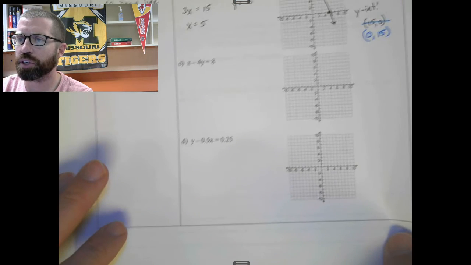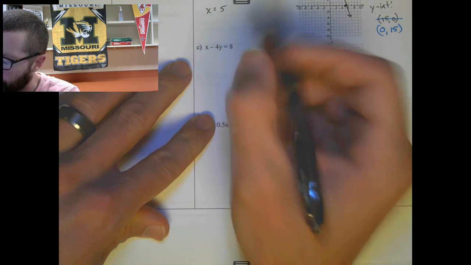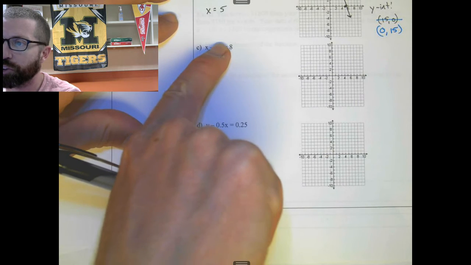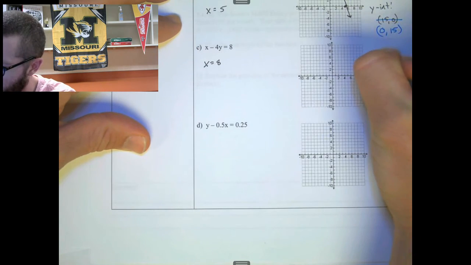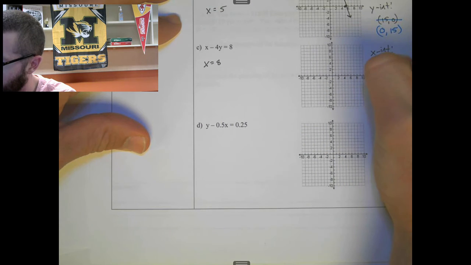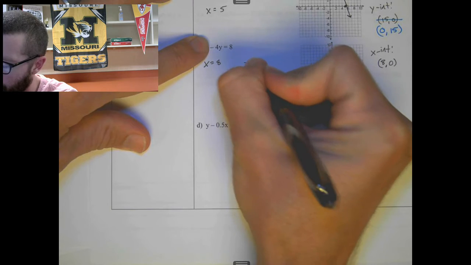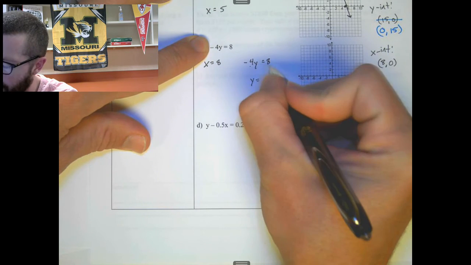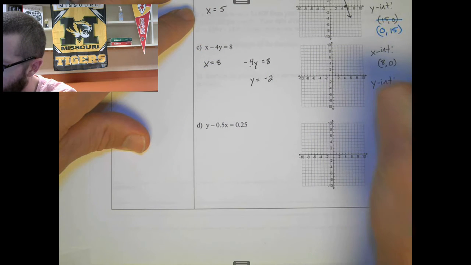Okay, we'll move this up a little bit. So here for the x-intercept, cover up y. And when you cover up y, you're just left with x equals 8. So that was quick. So the x-intercept is 8, 0. And then when you cover up x, you get negative 4y is equal to 8. So y is equal to negative 2. So the y-intercept is 0, negative 2.